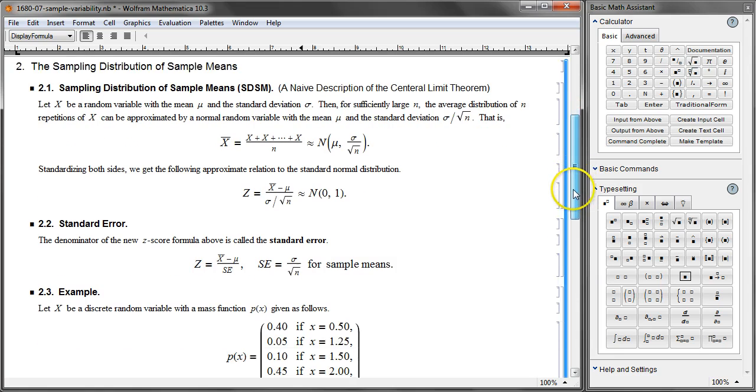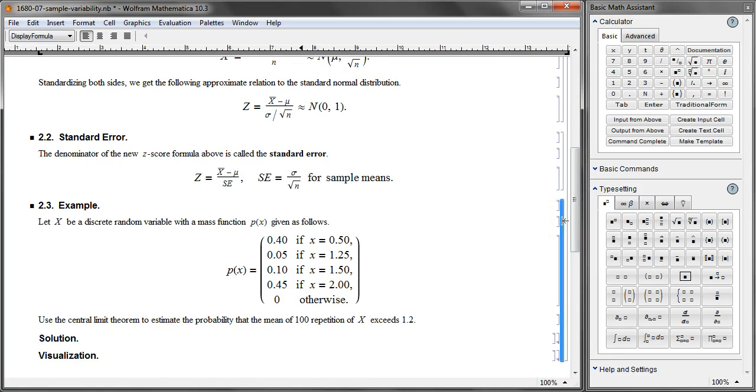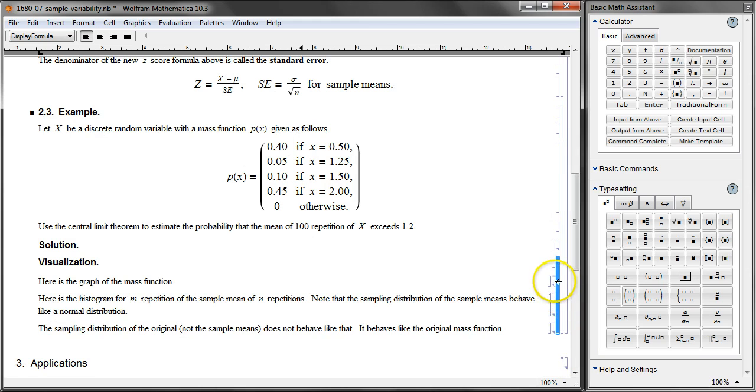Okay, let's do an example here. Let's go over to example 2.3. Let x be a discrete random variable with a mass function p, which is given as follows. This mass function is a little bit more complicated than rolling a die, because if you roll a die, then you have just uniform mass distribution because the probabilities were all 1/6, but this time it's a little bit more complicated. How complicated?